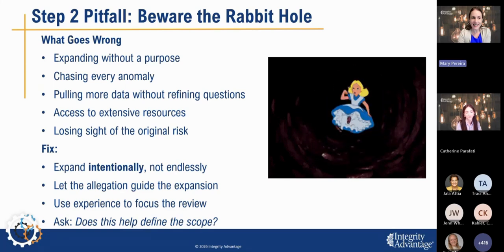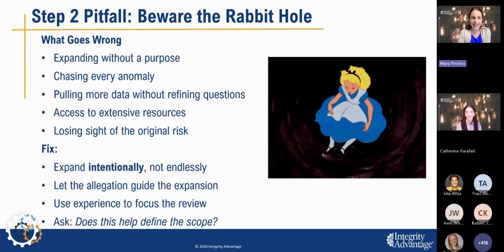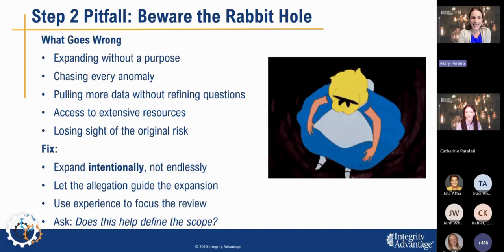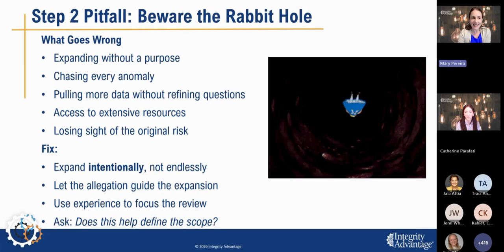No, especially if I'm going to be requesting records and sending them off to the people that have the correct initials after their name to be able to say whether or not those are actually bad or just don't pass my sniff test. It's duplicating work unnecessarily at that point. So to fix this, again, expand intentionally, not endlessly. Ask the question, does this help define the scope? Let the allegation guide that expansion.